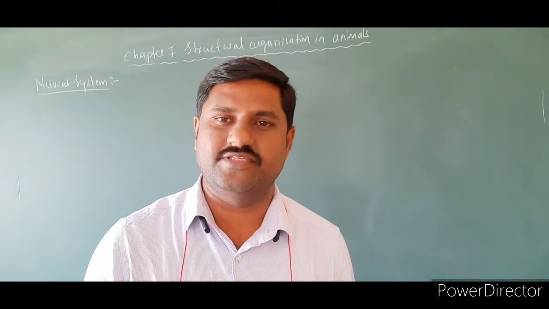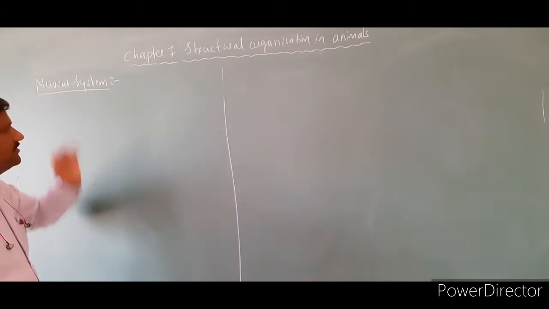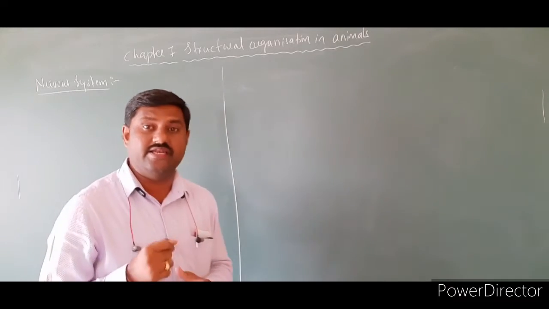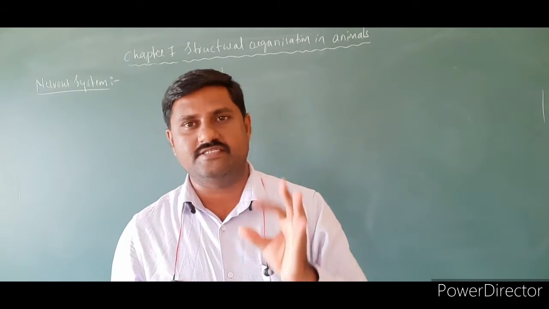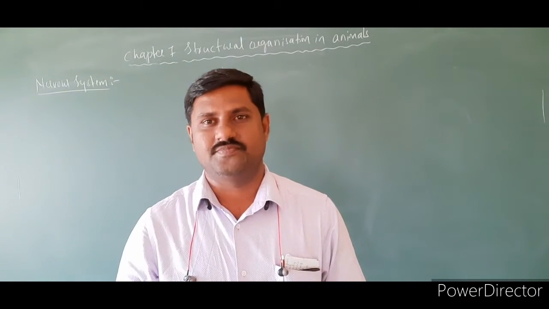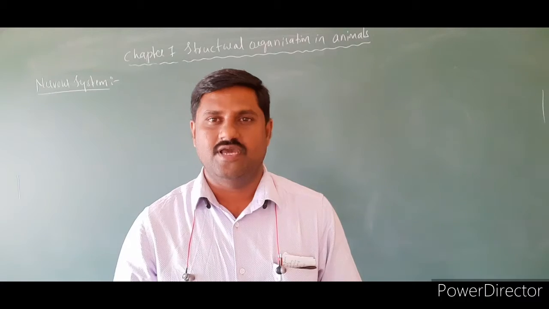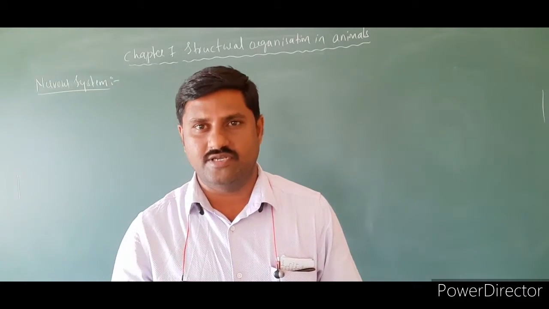Let us see the nervous system in earthworm, right? The nervous system in earthworm mainly consists of CNS, PNS as well as ANS: central nervous system, peripheral nervous system as well as autonomous nervous system or autonomic nervous system.